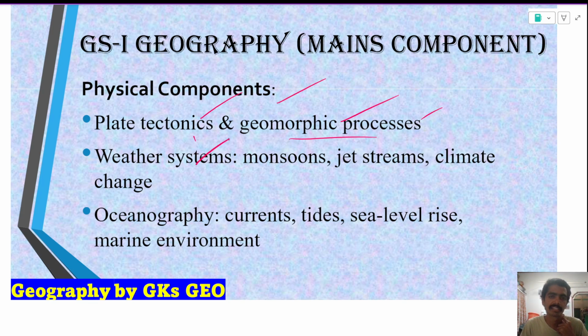Coming to weather systems: monsoons, jet streams, climate change. These result in the weather system. Then coming to oceanography: ocean currents, tides, sea level rise, marine environment.